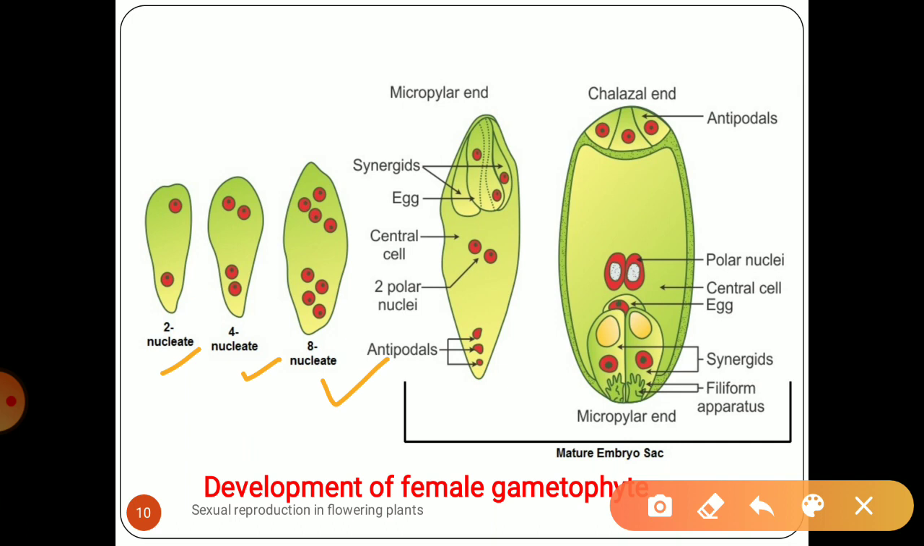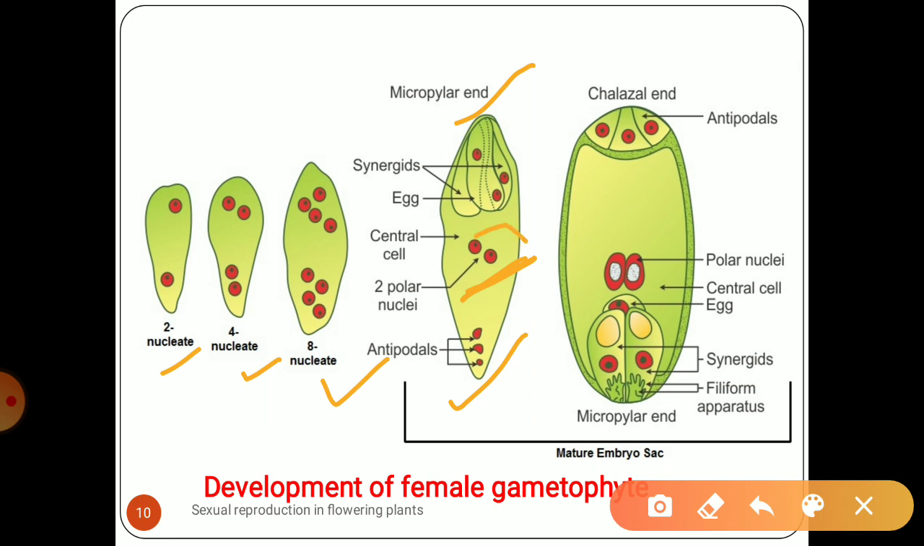These nuclei start moving towards opposite poles. 2 move towards the micropylar end, another 2 move towards the chalazial end, and the middle two nuclei move into the central region. So here you can clearly see that 3 finally reach the micropylar end, 3 reach the antipodal end, and only 2 are still at the center.